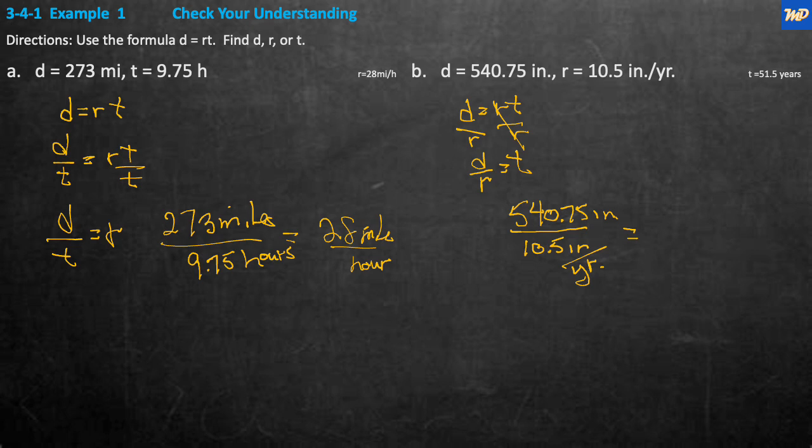Okay, so let's go ahead and look at this. The time is going to be 540.75 divided by 10.5. And if you had your calculator, you came up with 51.5 years.